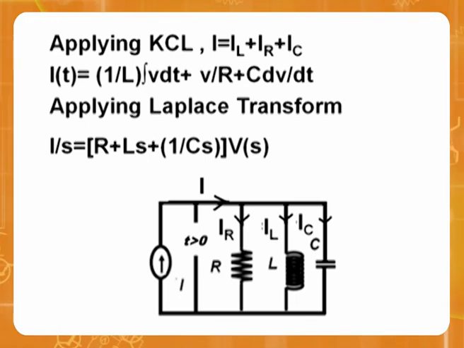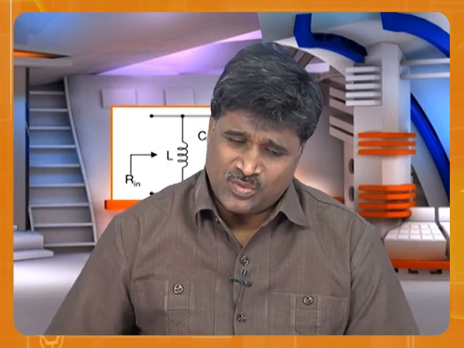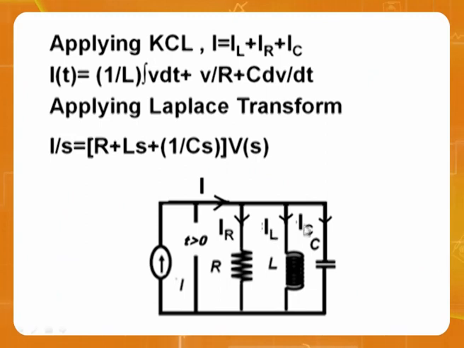Then what is the final value there? We can't use initial and final values in a direct step because this has so many components. The best way is to go for IR, IL, IC. The total current is resistor current plus inductor current plus capacitor current. If you apply V by R, 1 over L integral V dt, and C dV by dt, it is equal to I. You see that? This is the expression.